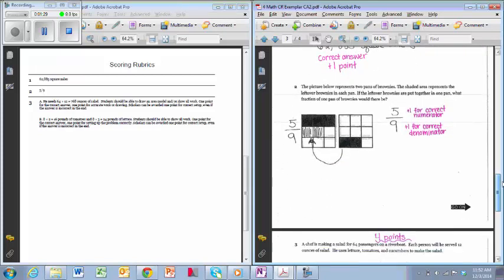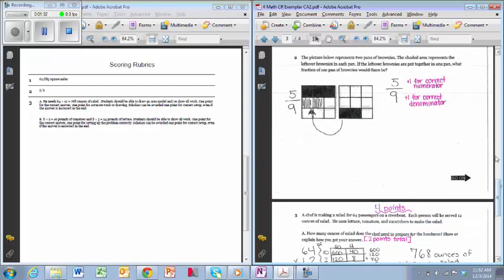For question number 2, it asks scholars to look at 2 pans of leftover brownies, and then what fractional amount of 1 pan of brownies would there be if we combine them into 1. So all scholars are doing is looking at these 3, looking at these 2, moving these 2 over, and then seeing that there are 5/9 left over. This is worth a total of 2 points.